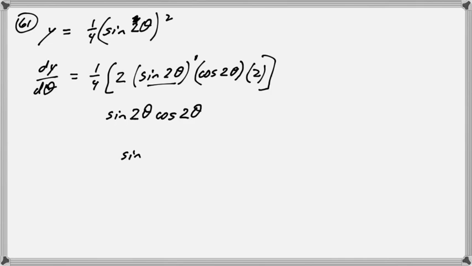Or maybe if you're really good, I believe there might be an identity that changes this. Let me see what they have for an answer for 61. Bear with me. Okay, I'm wrong. My identity is incorrect. This is the answer, I hope.